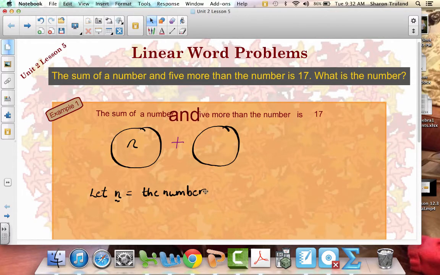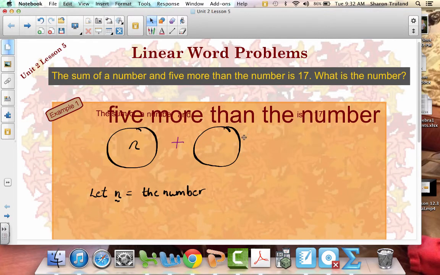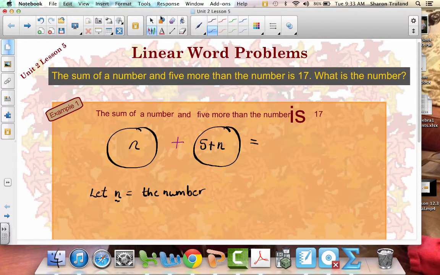And, well, that signifies that we're moving from the first circle to the second circle, because it tells us we're adding the number and something else. Well, what are we adding? 5 more than the number. All right, so now I've got to take 5 more than the number. 5 more means to add, and then the number was N. The result is, okay, well, is simply means the equal sign. And then the last, 17.